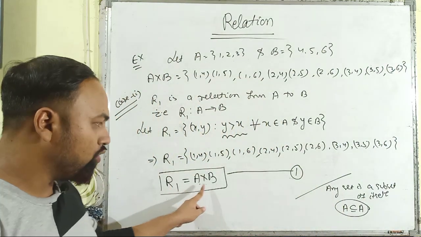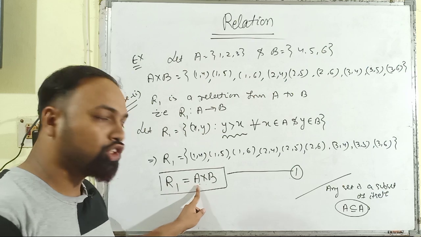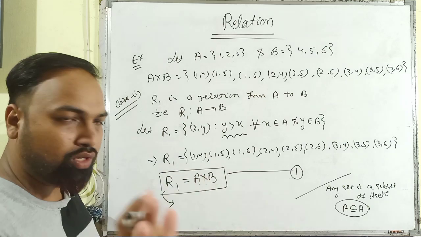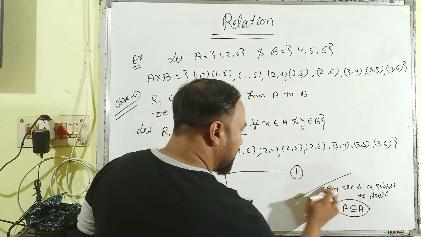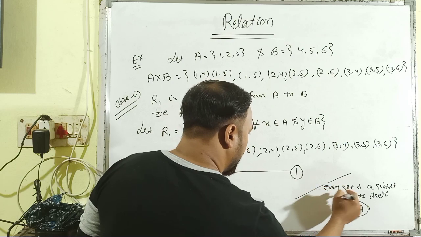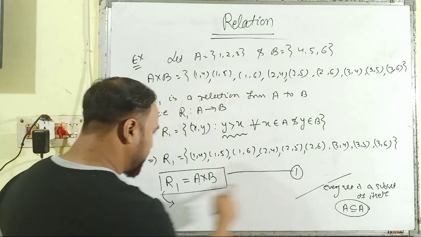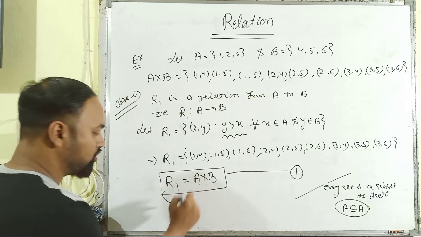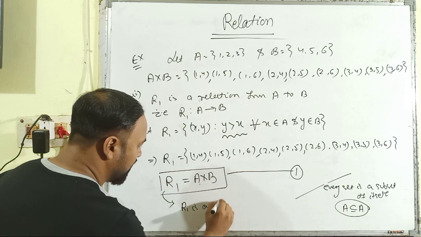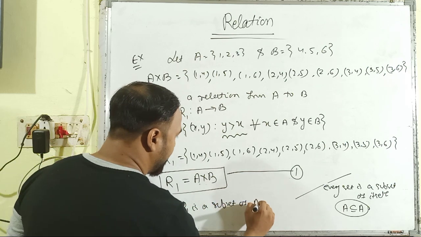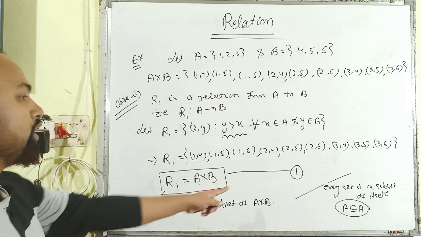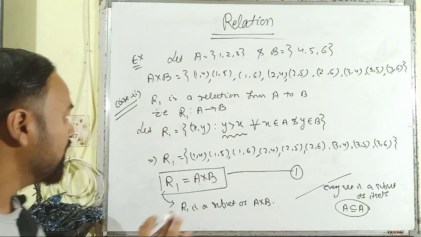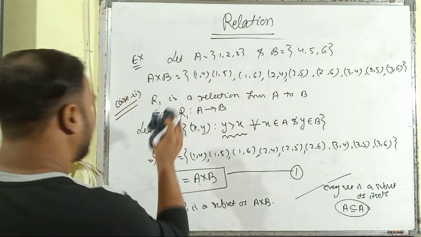So if R1 is equal to A cross B, that means R1 is a subset of A cross B. Here we know that R1 is equal to A cross B, but every set is a subset of itself. From this, if R1 is equal to A cross B, then we can say that R1 is a subset of A cross B. So what we have proved here is that R1 is a subset of A cross B. Then moving towards case number 2.